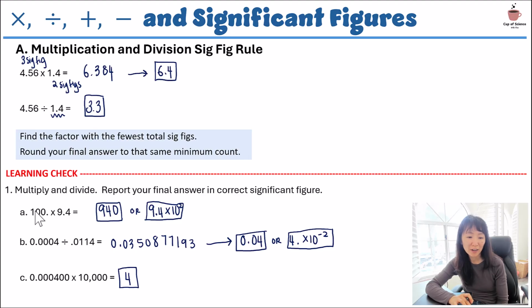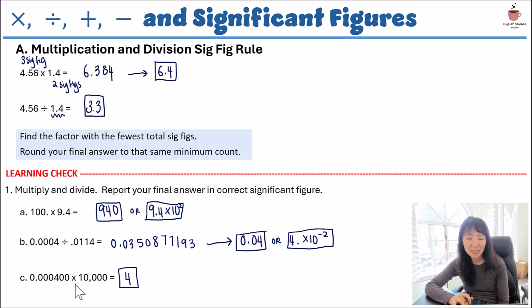If you look over here on A, 9.4 has 2 sig figs, whereas 900 point has 3. So hence why we use 940 without the decimal point so that there are 2 sig figs, or we can convert that into scientific notation. Similarly, for part B, the one with the lower sig fig count is the one that dominates the answer. This one has 1 sig fig, this one has 3. So therefore, our final answer is in 1 sig fig here, or this.